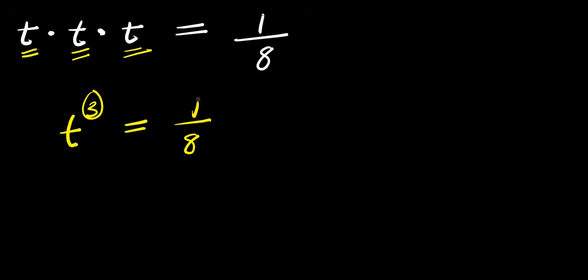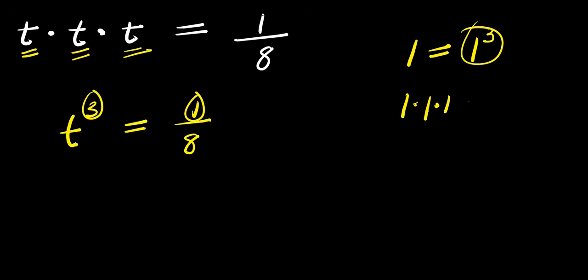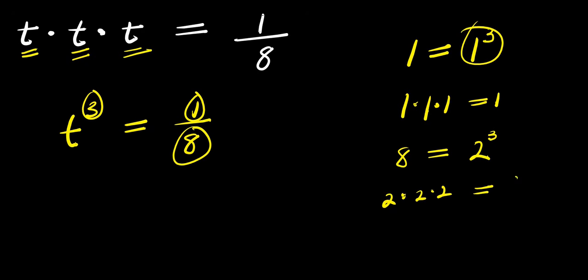So in that case, if you consider 1, it is the same thing as writing 1 to the power of 3, because 1 to the power of 3 is simply 1 times 1 times 1, and this is 1. And also, if you consider 8, it is the same thing as writing 2 to the power of 3, because 2 times 2 times 2 is the same as 8. So let's replace them here.